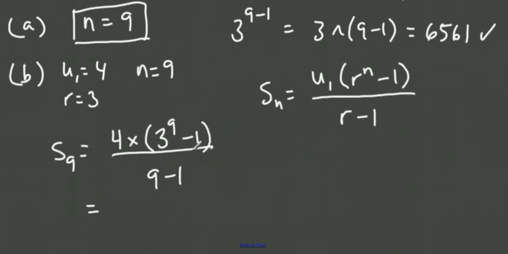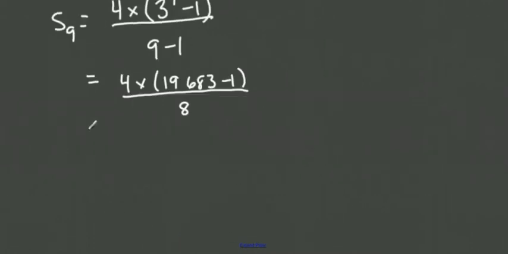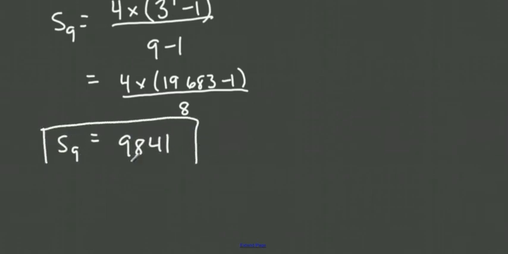And then I simply multiply that out. Again, I would simplify what I can before putting the whole thing into the calculator. So I'll do 3 to the 9 as a nice big number. So 4 times 19,683 minus 1, and then 9 minus 1 is 8. So minus 1 times 4 divided by 8 equals 9,841. And that's the sum of the 9 terms.